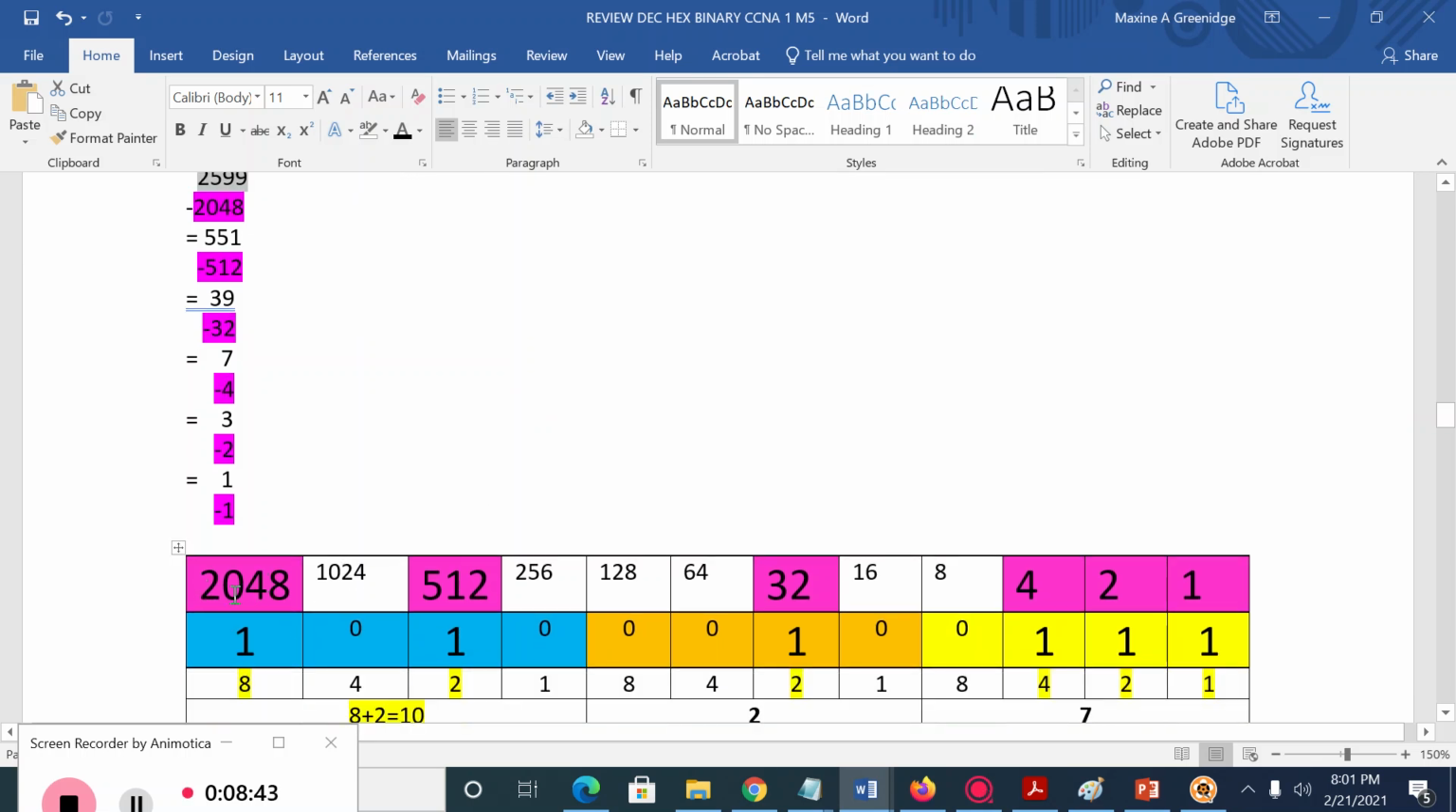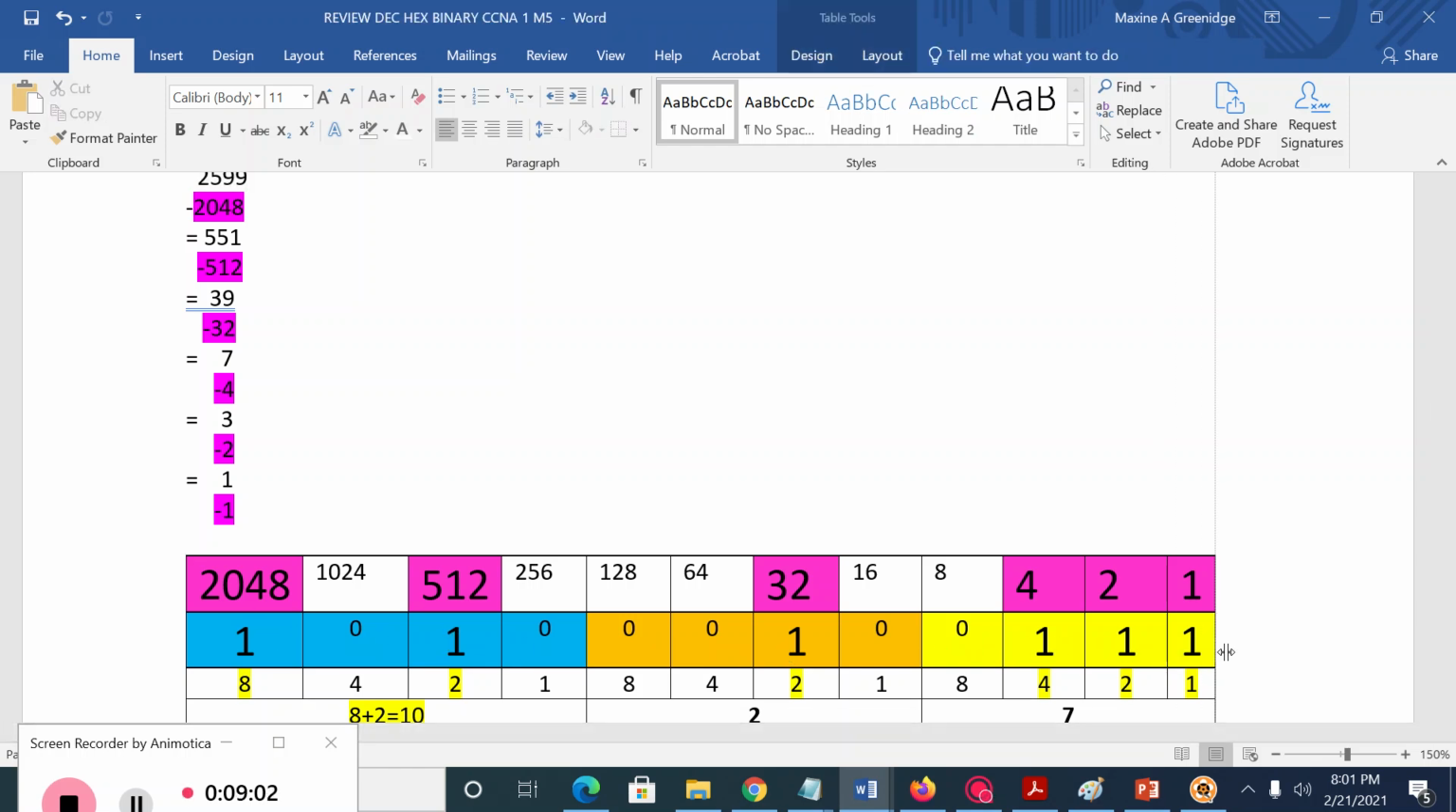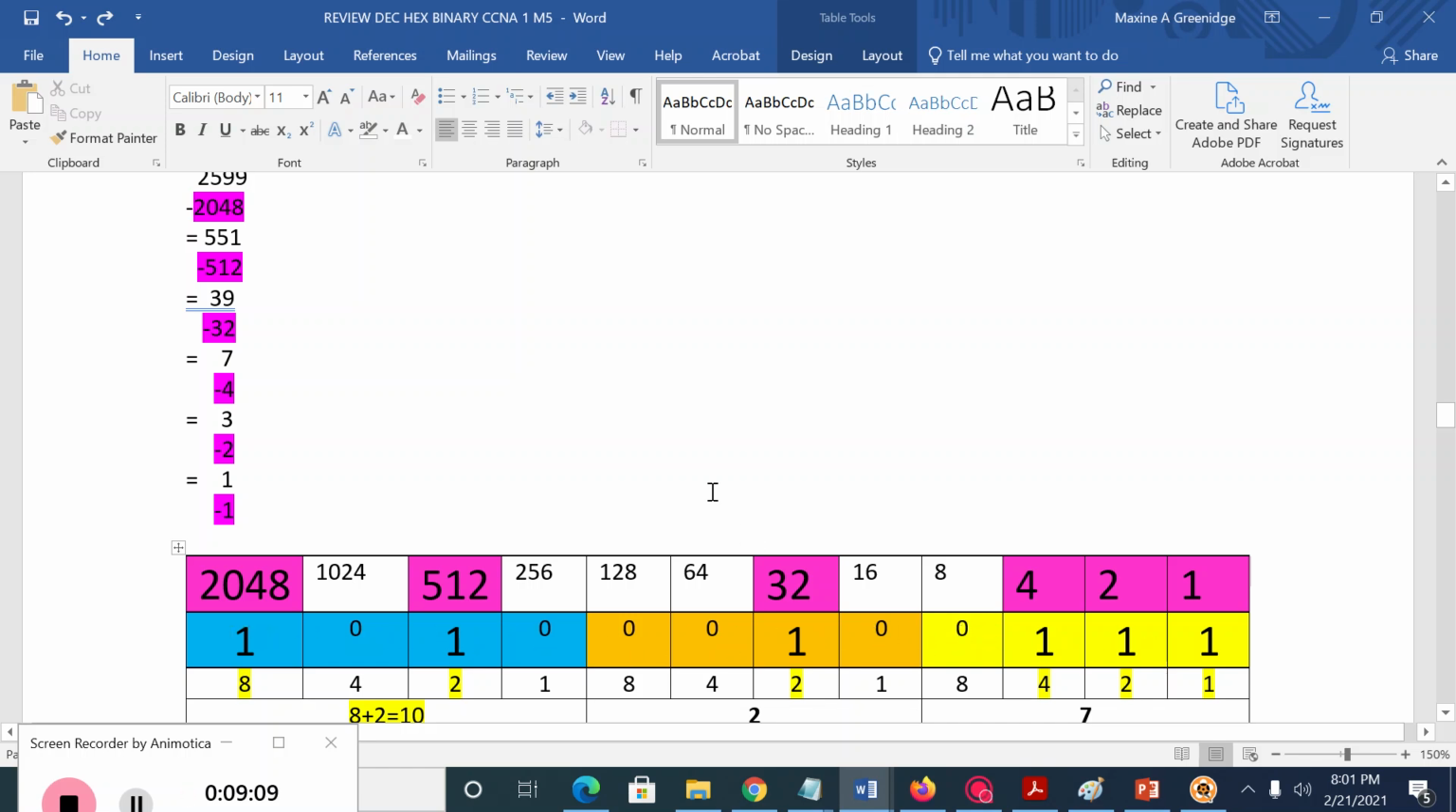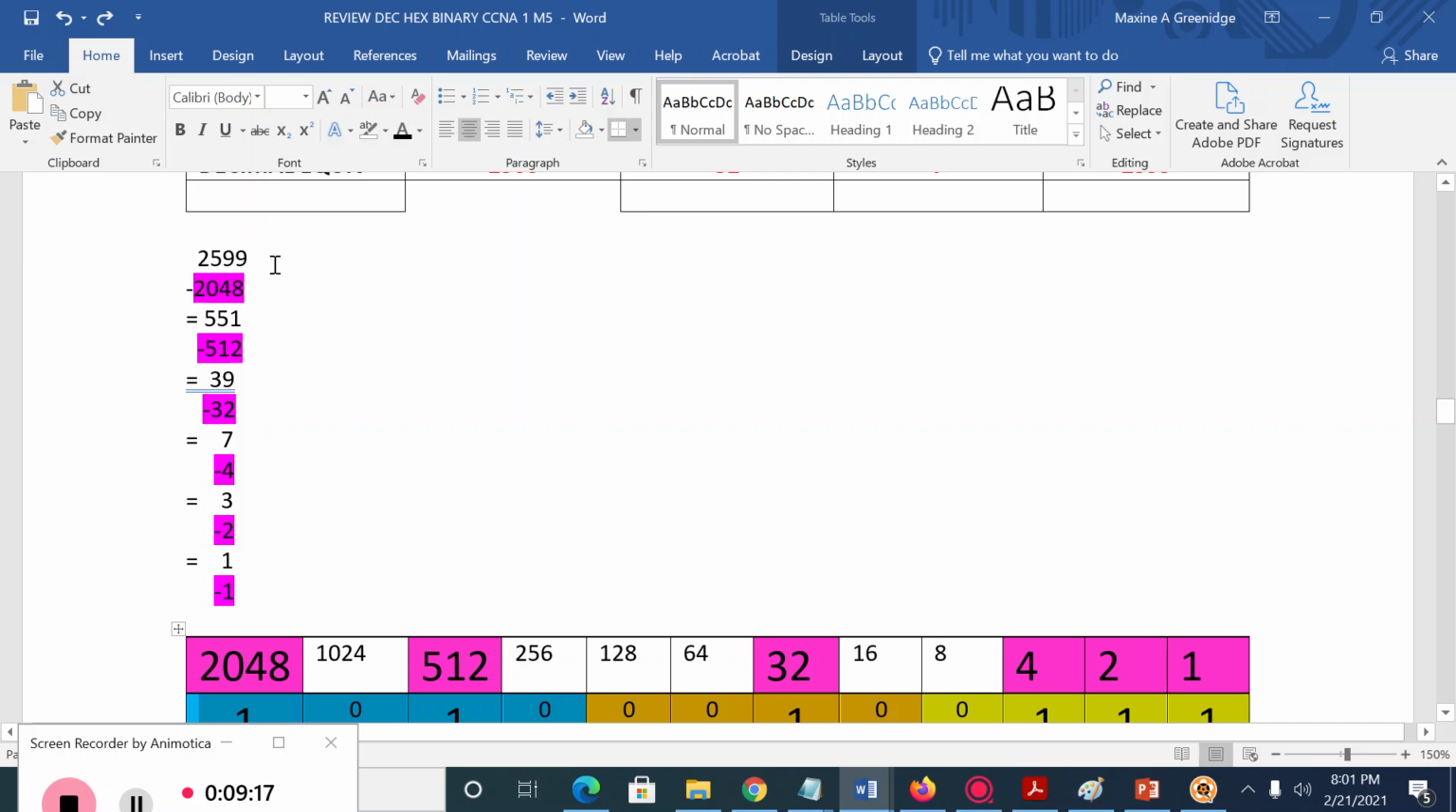So we've decided we're going to use the 2048. If we subtract that, we have 551 left. We're going to use 512. If we subtract that, we have 39 left. If we use 32, we have 7 left. So we're going to turn on the 4, 2, and 1. For those values that we use, we put a 1 in the position on the second line, and we put a 0 in the position where we did not add that number. Okay, so this gives us the binary representation of the value 2599.